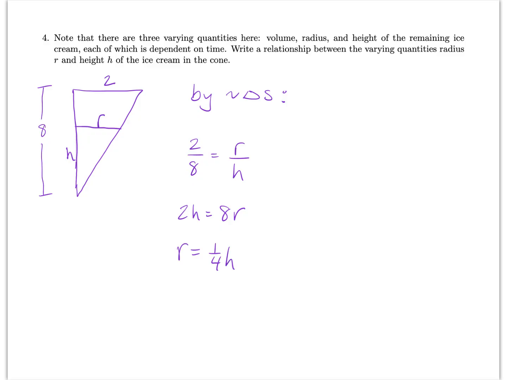There's no right way to write this relationship. They just said to write a relationship. You could have circled this one or this one or this one.